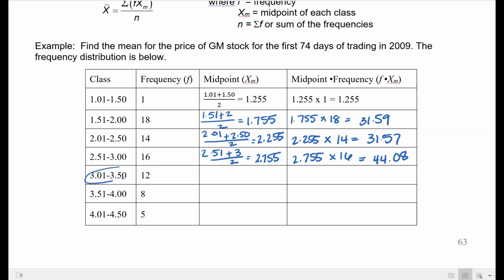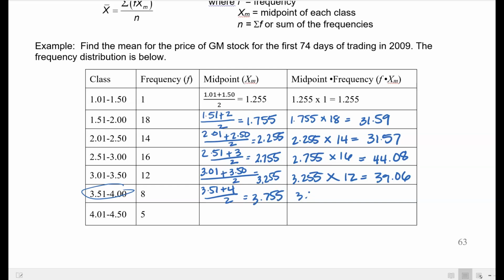All right, next class. And this would actually be a really good opportunity. You could even pause this video and finish this yourself, and then double check your work instead of just watching it from the beginning, but you know, do whatever works for you. So 3.255 times the frequency, which is 12, is 39.06. All right, and then we've got the next class. So 3.51 plus 4 divided by 2 equals 3.755. 3.755 times the frequency, which is 8, is going to give us 30.04.